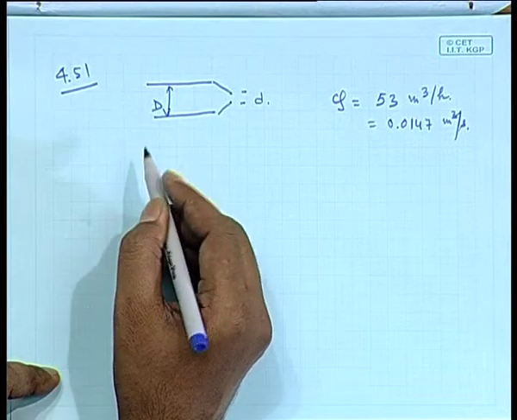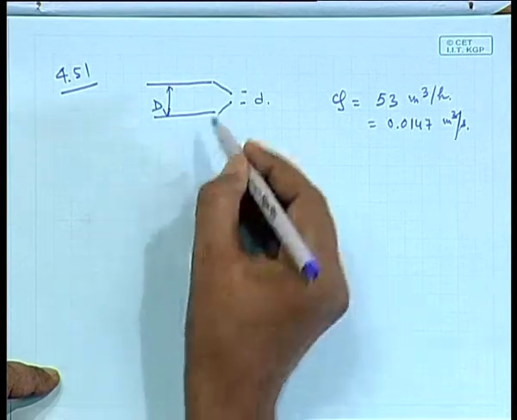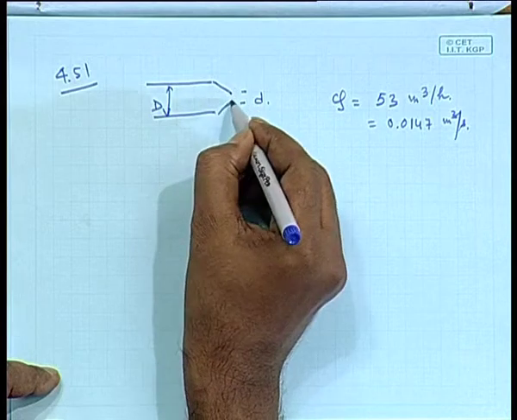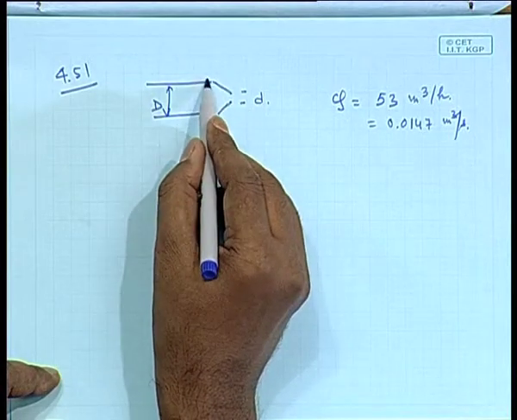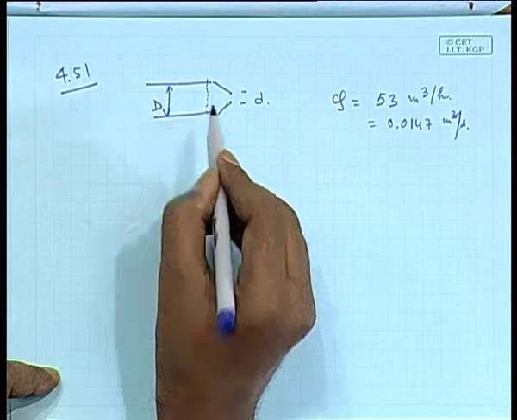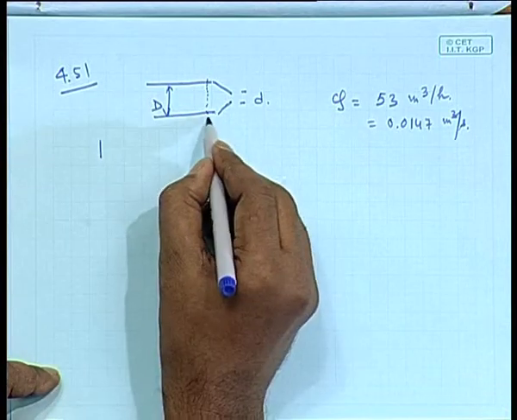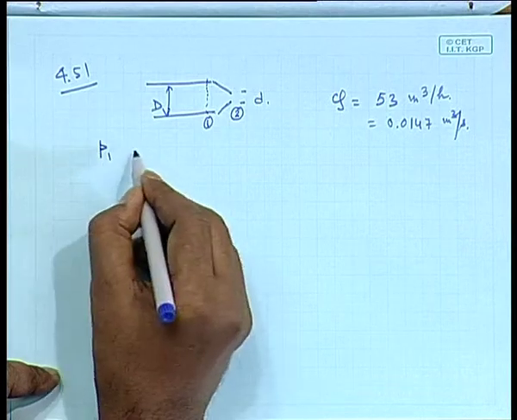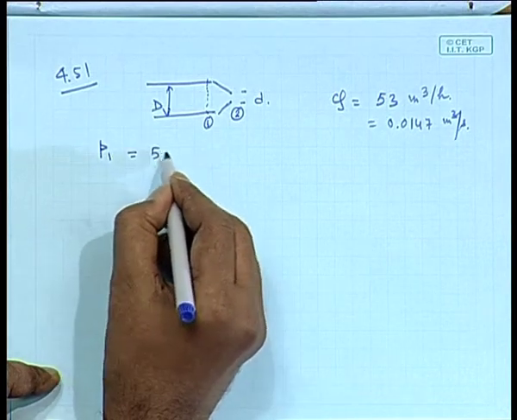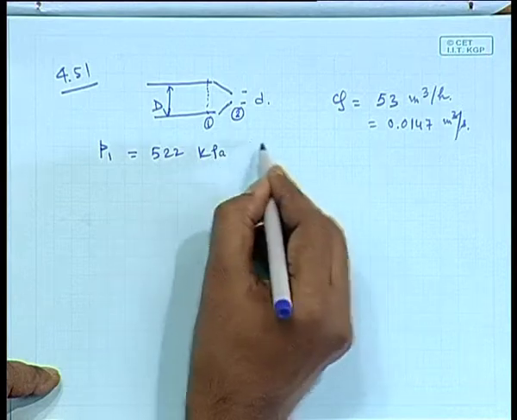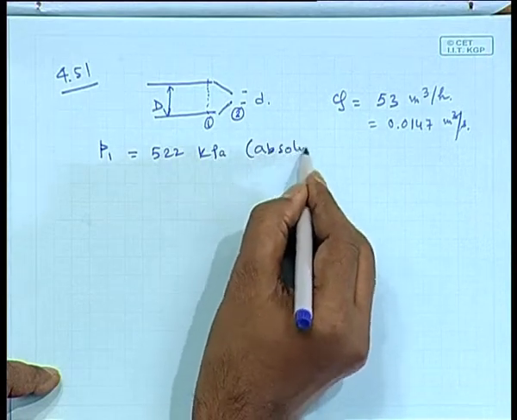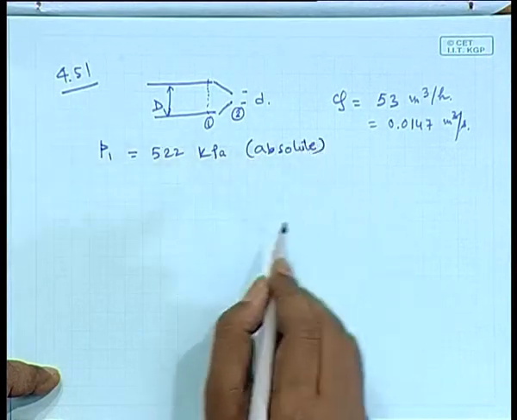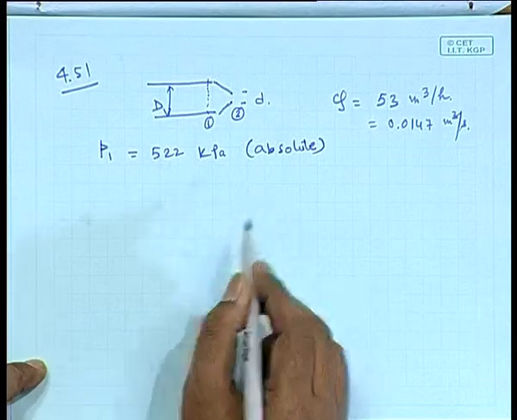Right. Pressure immediately upstream of the nozzle. This is the nozzle, the whole assembly is the nozzle. Upstream of the nozzle means somewhere here. Let's say this is phase number 1, this is phase number 2. Pressure at 1 is 522 kilopascal, and that is absolute. It is not gauge pressure, it is 522 kilopascal absolute pressure.